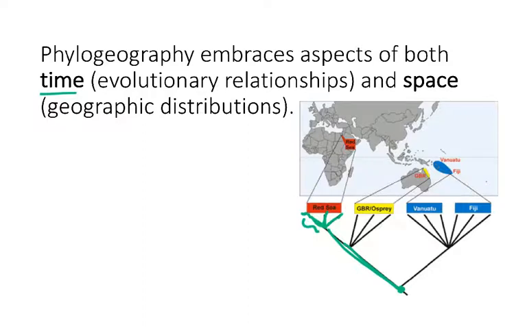We'll talk more about trees, like I said, in an upcoming video, but overall, these distances on the tree represent this time aspect of evolutionary relationships, and then the space aspect comes in where you're then mapping these different individuals to where they came from geographically. So that's phylogeography.